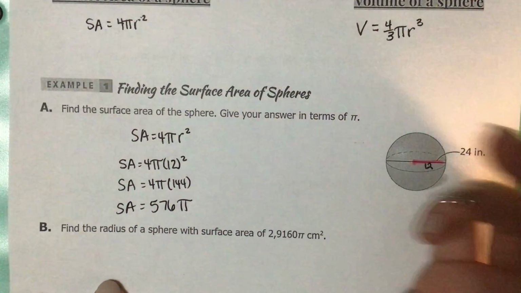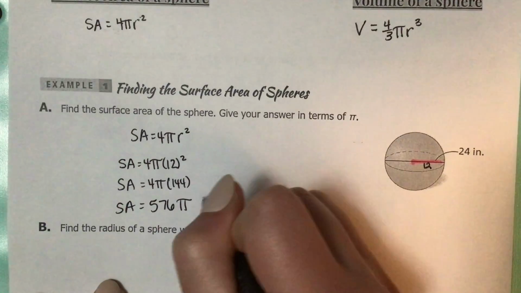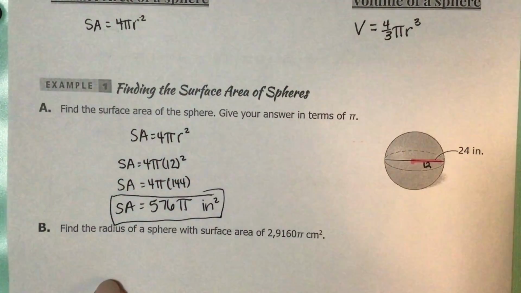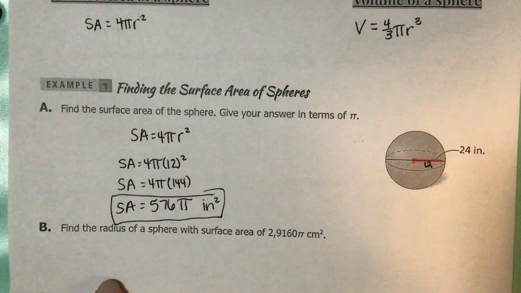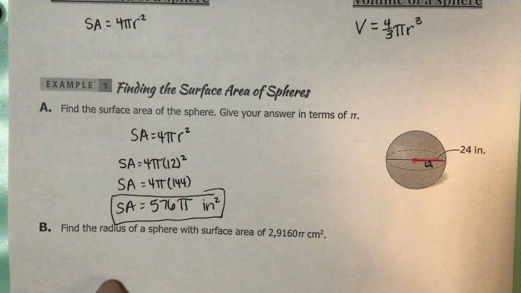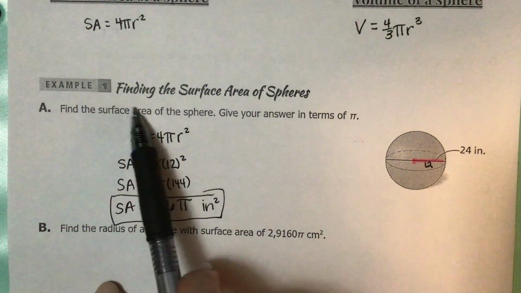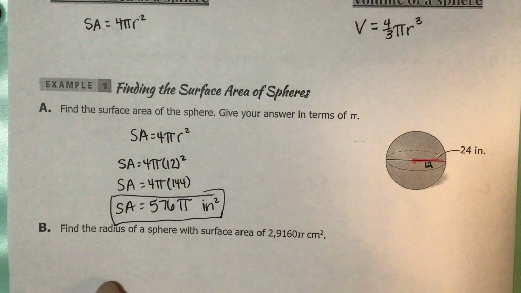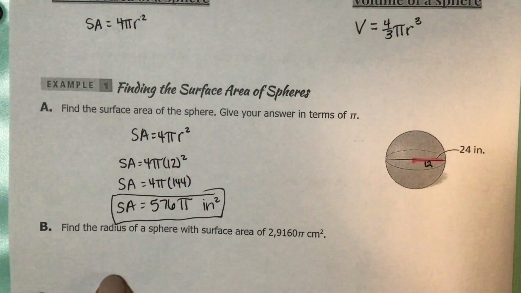And then because we're working with area and inches, it's going to be square. Now, when we talk about area, the unit is squared. When we talk about volume, the unit is cubed. Just so you're aware of that. But we were doing surface area in this, so that's why we're squaring the inches. All right, so that's one example.